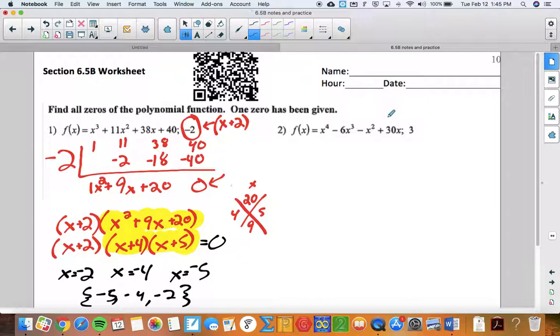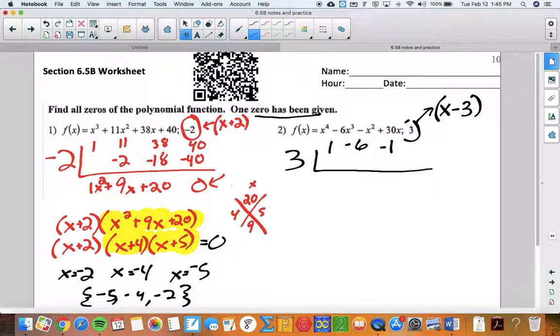Let's try it again. Now, 1 zero has been given, and that's what they're alluding to right here. 3 is a zero, which comes from the factor of x minus 3, because 3 minus 3 is 0. So 3 is the value of x that makes the function become 0. So let's synthetically divide to figure out what our remaining polynomial is. Now notice here we don't have a constant term, so we have to put a 0 at the end. We're still going.